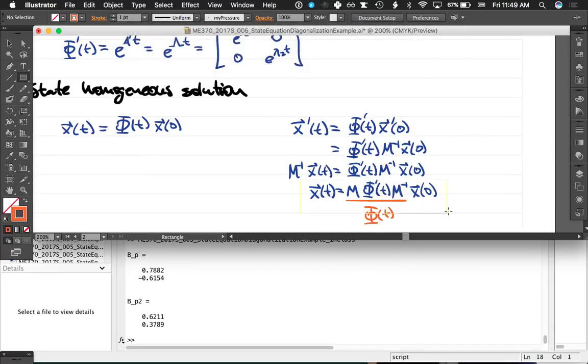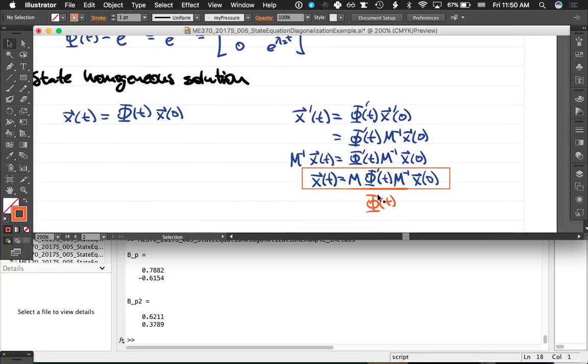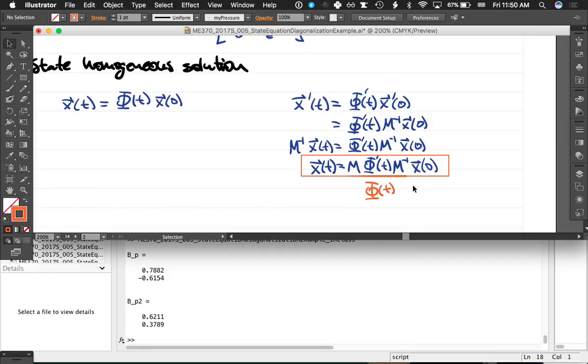So the M and the M inverse don't cancel out? No, because they're multiplying different things. If they were multiplying directly, then they would. But they both multiply phi prime, so they don't. And remember, you can't switch the order of matrix multiplications. So this is called a similarity transform, and it has some special properties that you might learn about in linear algebra, but I'm not going to go into it.